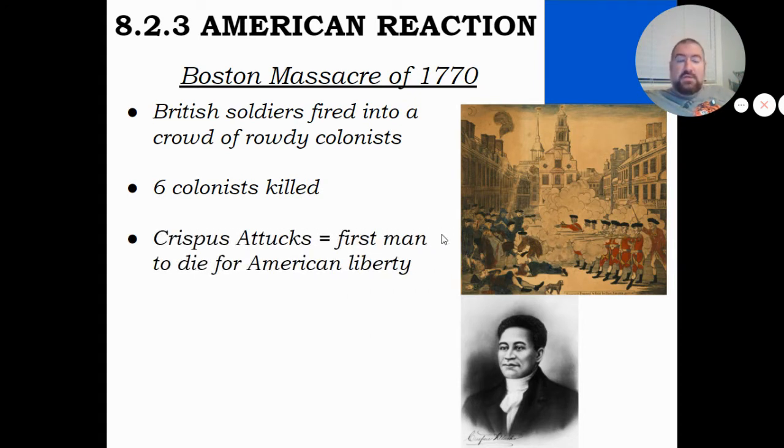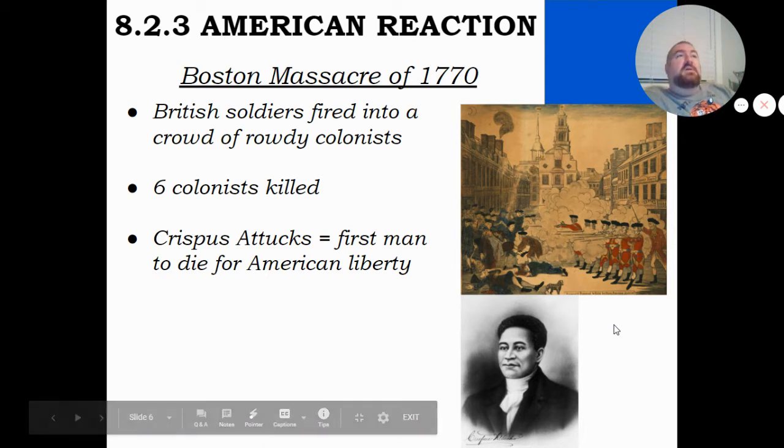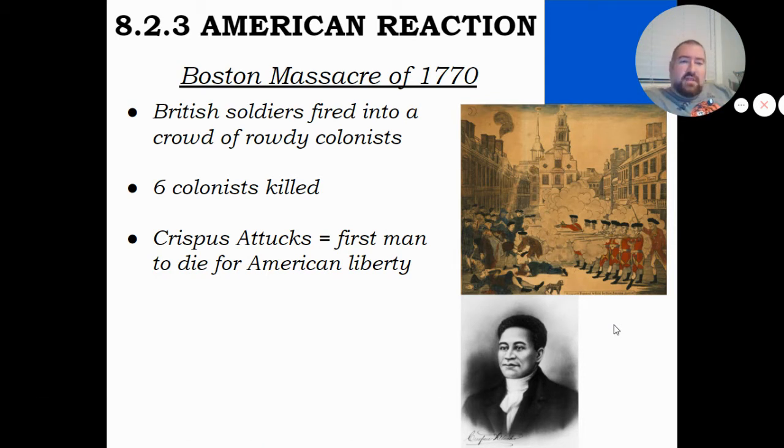One of those people who was killed was a guy named Crispus Attucks. He was the first man to die for American liberty. A lot of people considered him to be the first hero, the first guy who laid down his life for the sake of American liberty. And I don't know if you guys can tell by looking at this picture, but he was African American. He was a freed slave. And he was involved in this scuffle with these British soldiers, and he wound up getting killed.